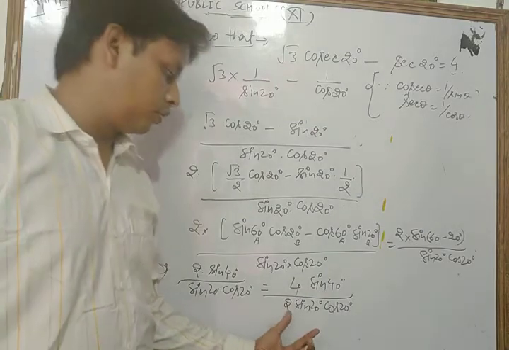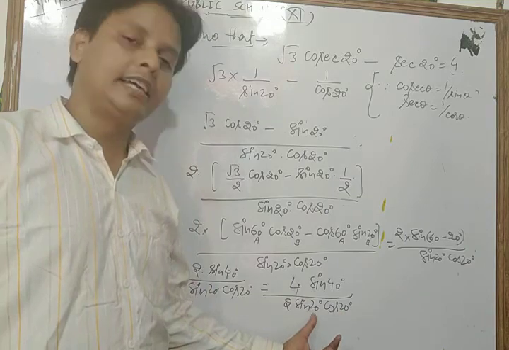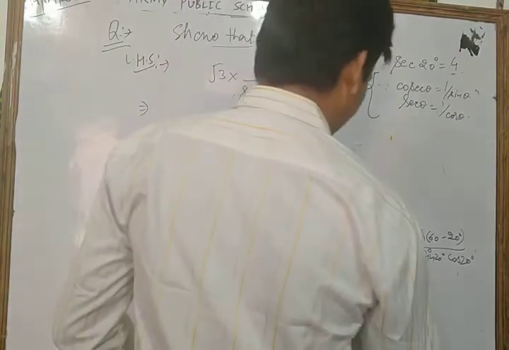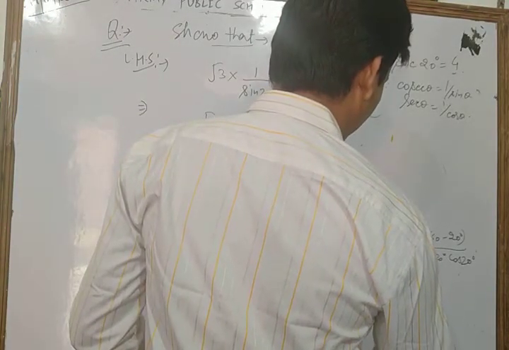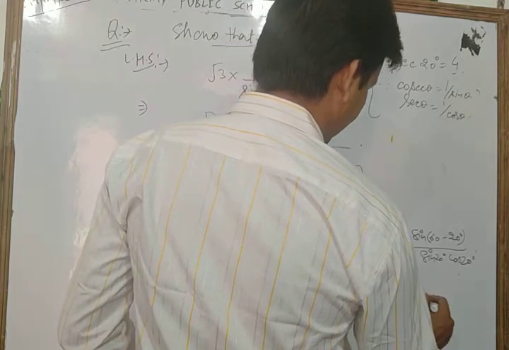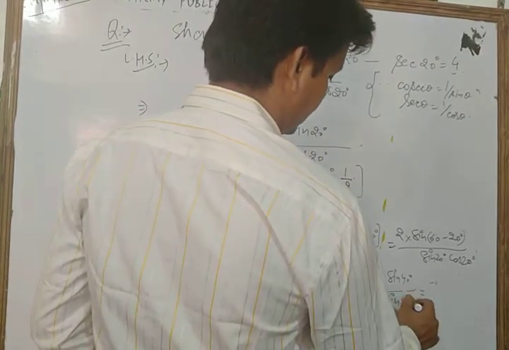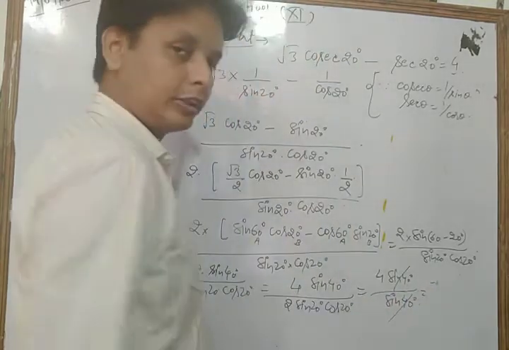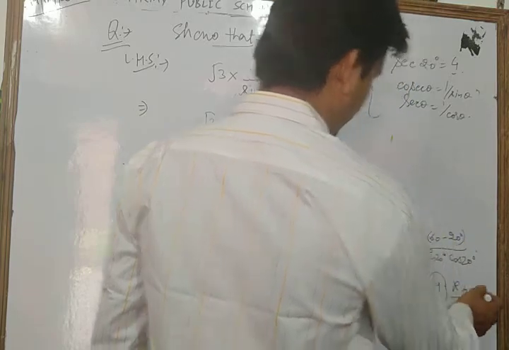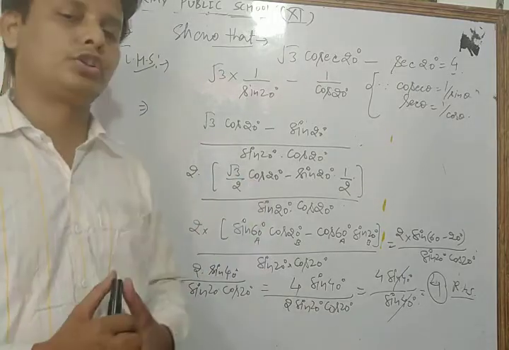Look, this is the formula for sin 2x, that is 2 sin x into cos x. Now here theta is the same, so we have sin 2 theta, that is sin 2 into 20, that is sin 40. So 4 upon sin 40 in the numerator, and in the denominator sin 2 into 20, that is sin 40. Sin 40 degree and sin 40 degree cancel each other, so we get our result as 4. This is your proof. This is RHS. So dear students, we solve this type of questions in this way.